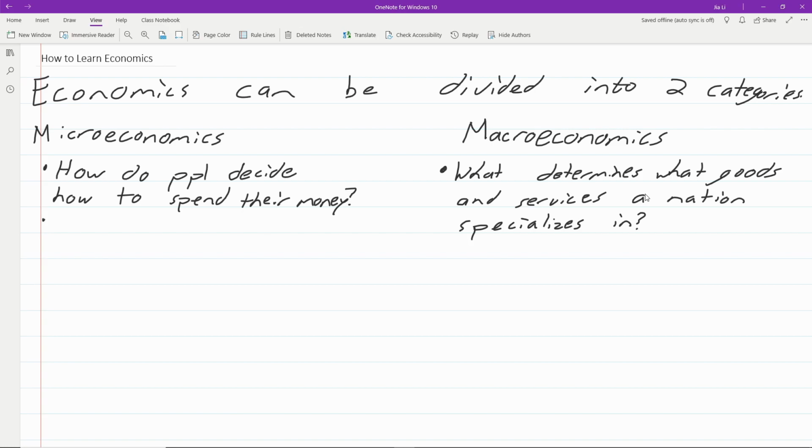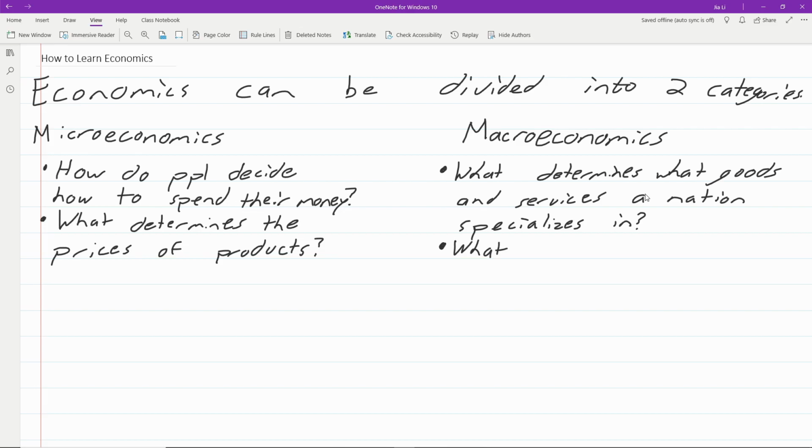Now on the left side, let's go on to another question. Another type of question we might consider under microeconomics is what determines the prices of products? How are prices actually determined in a market? How do businesses know what price to charge for all the things that they might want to sell? Now, on the right-hand side, under the macro side, a type of question we might consider is what causes inflation?